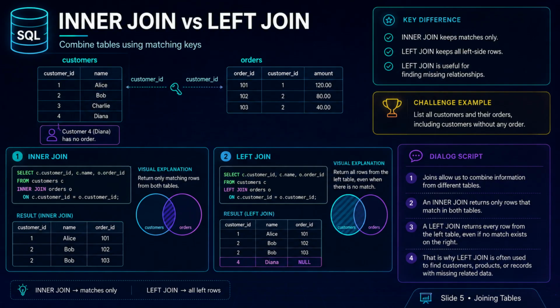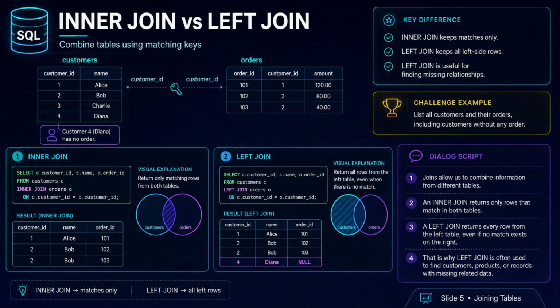By using joins, we can create a more complete picture of the data by linking related records together. An inner join returns only rows that match in both tables, meaning that if there is no corresponding entry in one of the tables, that row will not appear in the result. This type of join is useful when you want to ensure that all the data you are retrieving has a direct match in both tables.